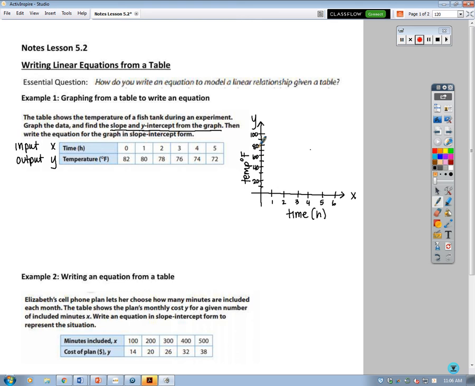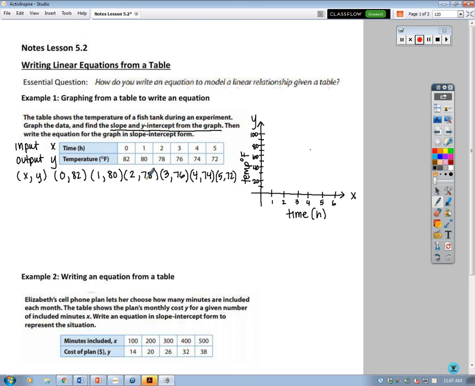So from my table, I can create ordered pairs, which is how I graph. And some of you guys don't need to write these separate, but I'm going to go ahead and write them out because for some of us it's helpful to see these turned into a set of ordered pairs. And remember that x is always first, and then y. So my first ordered pair would be x is 0, y is 82. My next pair would be x is 1, y is 80. And then 2 and 78, 3 and 76, 4 and 74, and then 5 and 72. So I'm going to go ahead and graph those points.